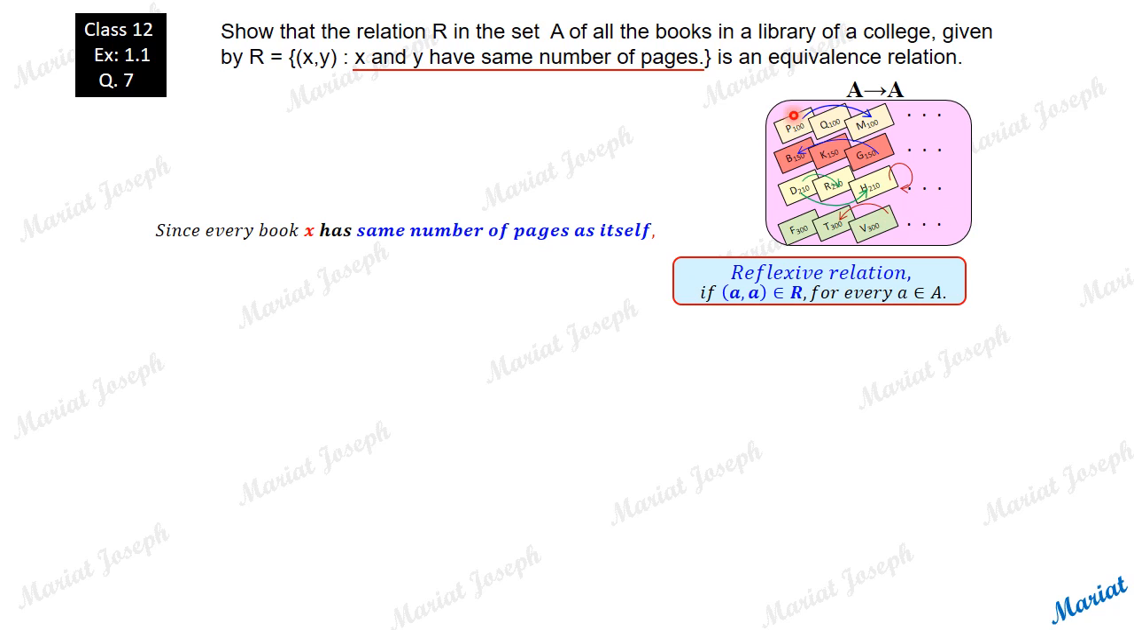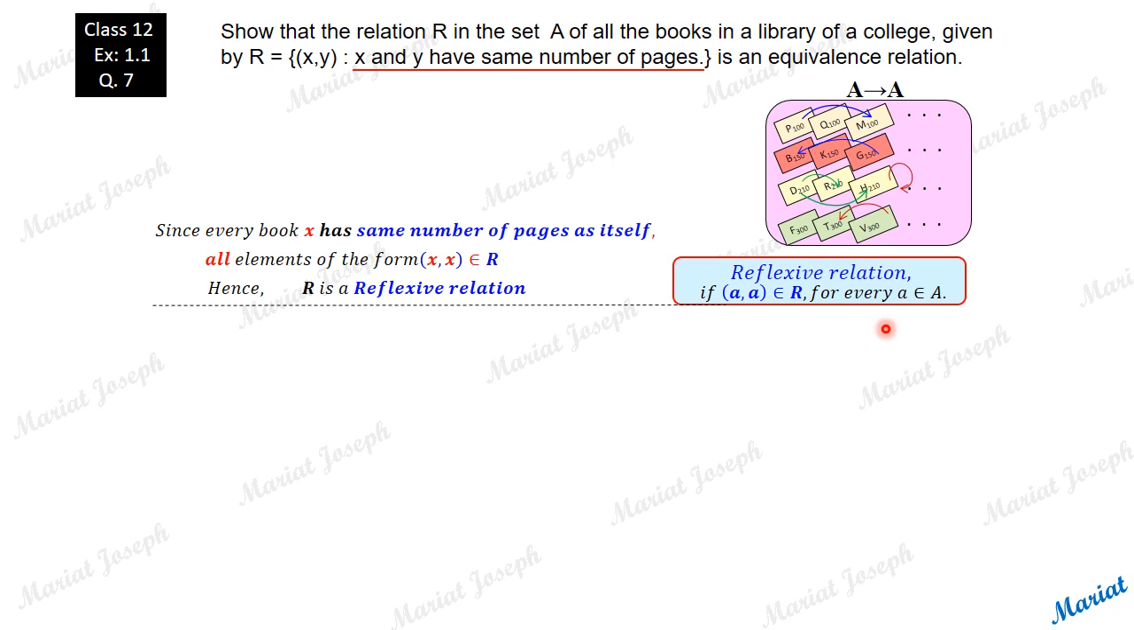Now, is this relation a reflexive relation? Here we already noticed every book X has the same number of pages as itself. Since it is so for all the books, the elements of the form (X, X) will belong to R. That is, every book X is related to itself. So, this relation can be called a reflexive relation.